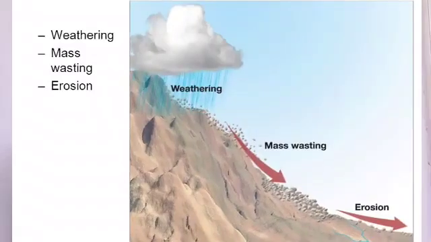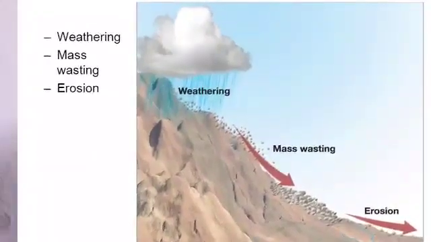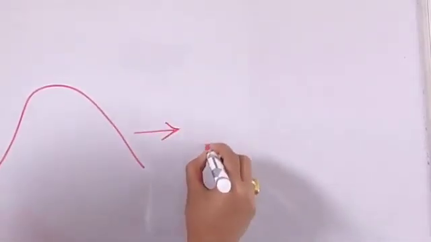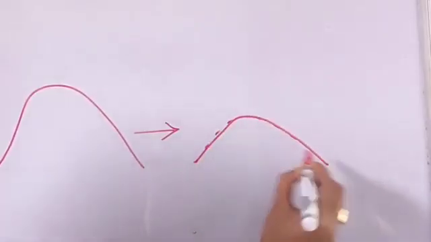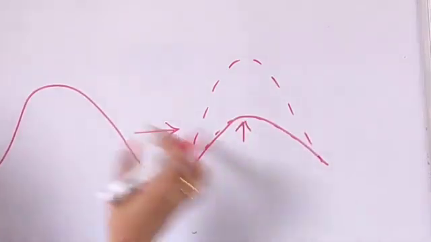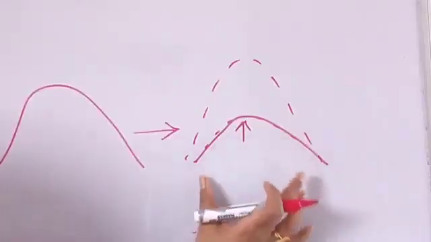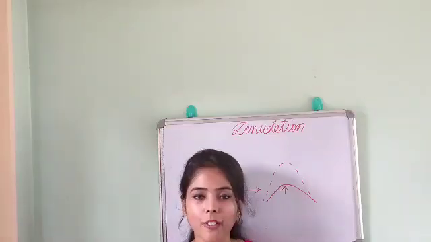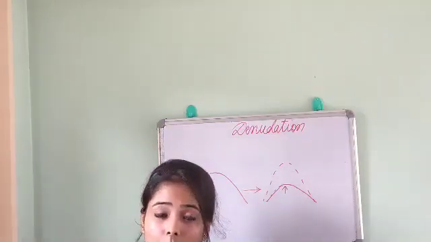Suppose I am just giving you first the general definition or the general concept of denudation. Previously the landform was like this, but after the denudation process, which is a continuous process, the landform will be eroded away and the structure of the landform will be like this. See, previously it was like this, now it has lowered down. So this is called denudation, when a particular landform is worn down by several processes.